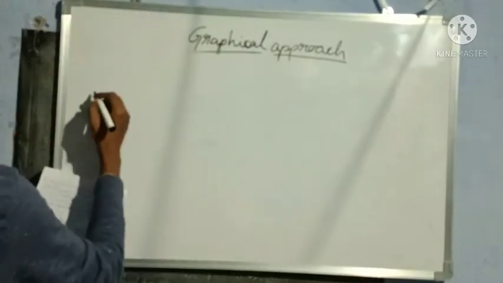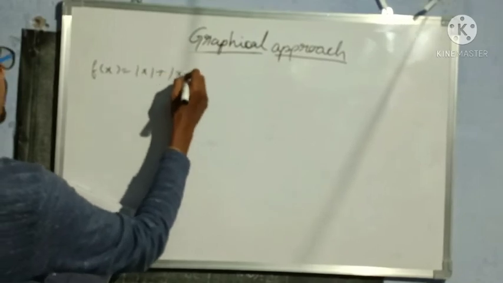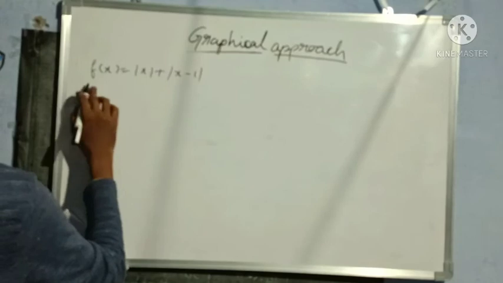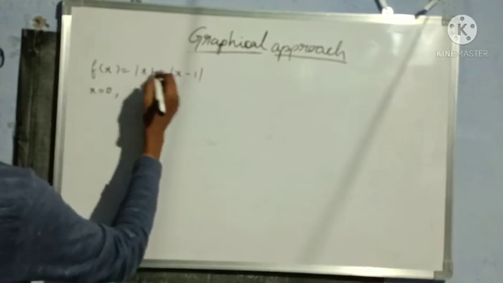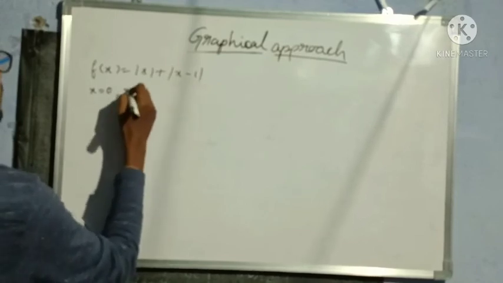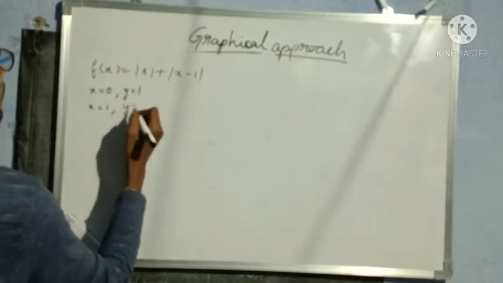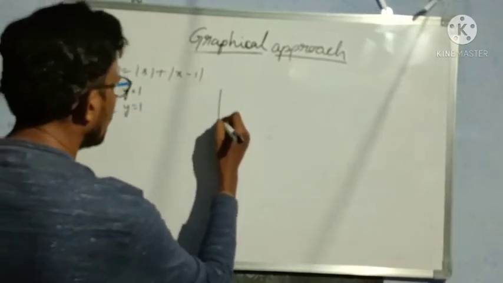Next, last example, mod x plus mod x minus 1. So how to do this? Same, x is equal to 0. Why? Because here mod x, so 0. 0 minus 1, so y is equal to 1. So x is equal to 1, y is equal to same 1. Okay, now we will get a graph like this.